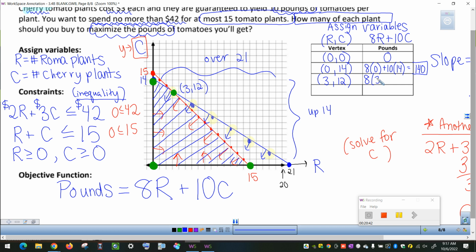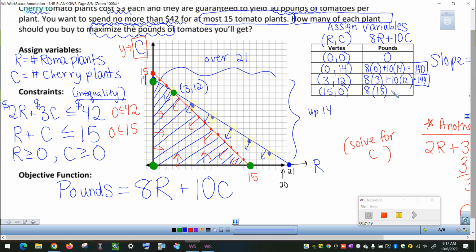So if it was 3 Roma plants, we have 8 times 3, and 12 cherry plants, that's going to be 10 times 12. All of that together is a little bit better. That gives us 144 total pounds. So right now, that seems to be the best option, but we still have one more vertex point to check, and that's this point down here representing that all 15 plants are Roma plants, and that we have 0 of the cherry tomato plants. So 15, 0 is going to be our last vertex.